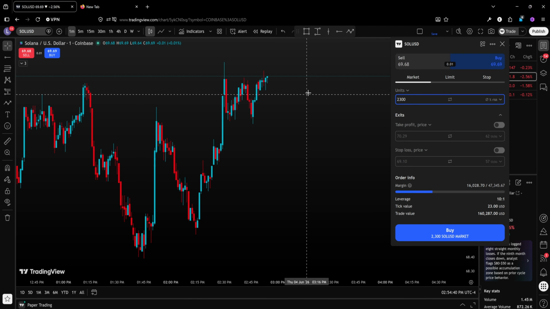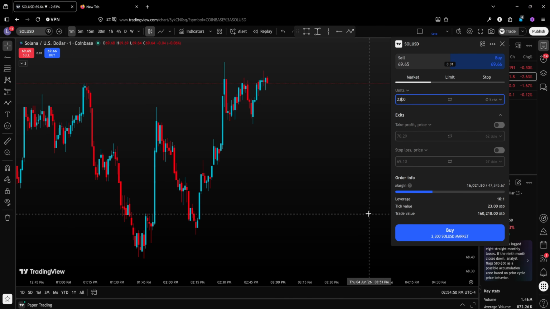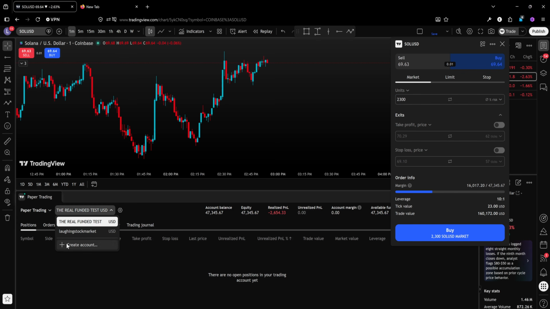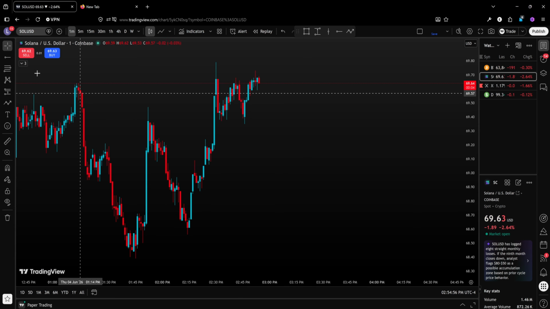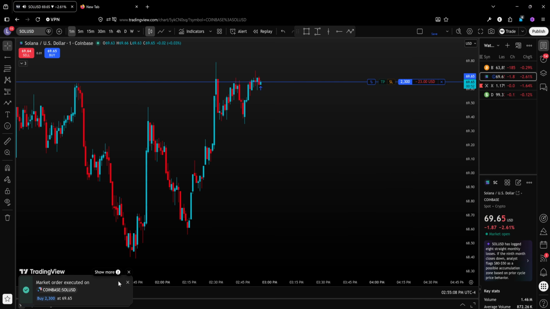A market order is to buy or sell at the current price, or the closest price that is current to this price. So for an example, if we're buying, we're going to buy exactly where price is at on paper trading, right? As you can see, market order executed.